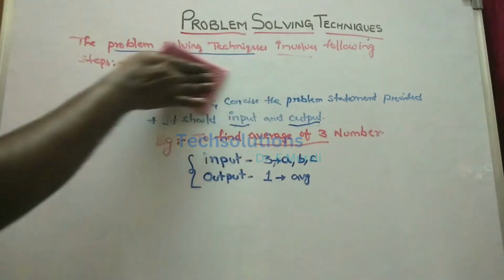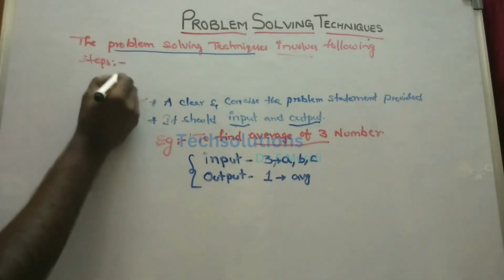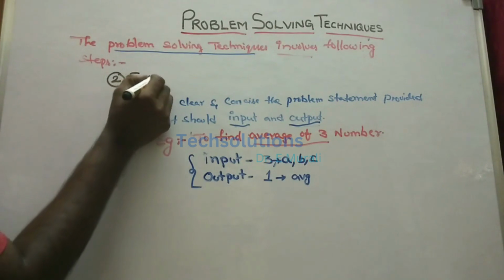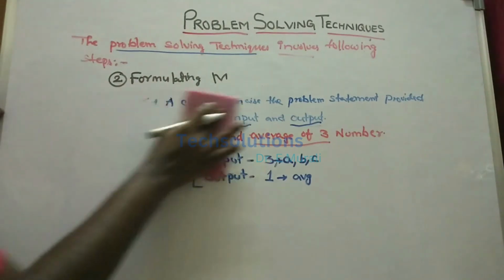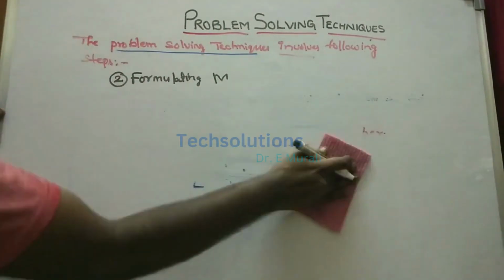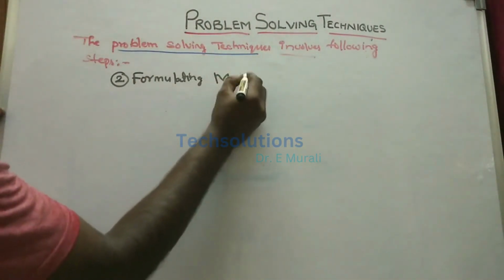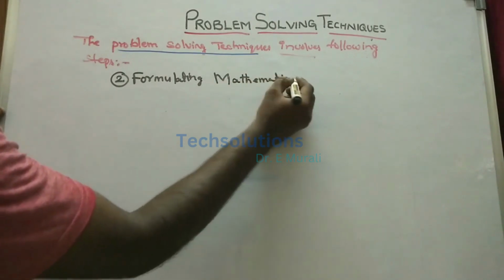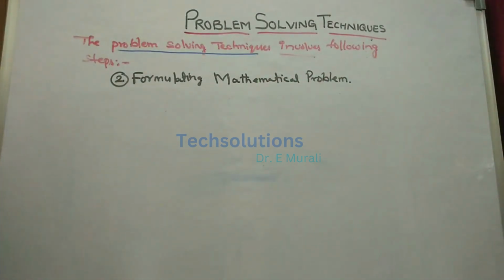What is the second step? The second step is formulating the mathematical problem. We have to formulate a mathematical problem. That means after defining the problem, you have to convert it into a mathematical problem statement, right?